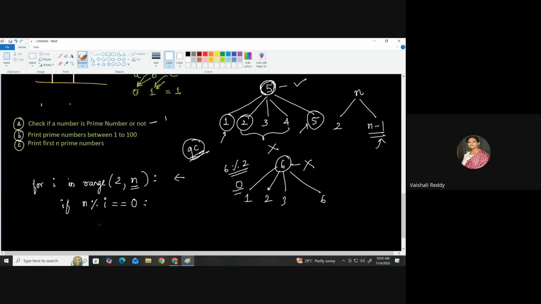No, right? It is not a prime number. So should I still proceed with 3, 4, 5 checking? Or is my decision done over here? Should I still continue further or can I stop here? My decision is done. Should I stop here or should I still continue with the formula?